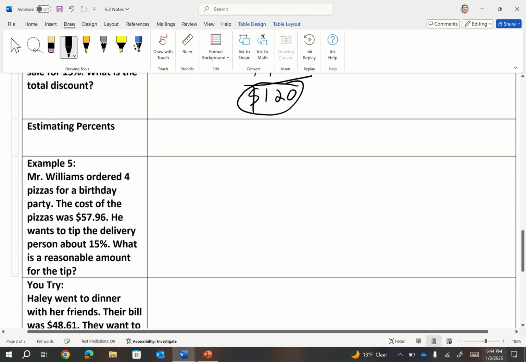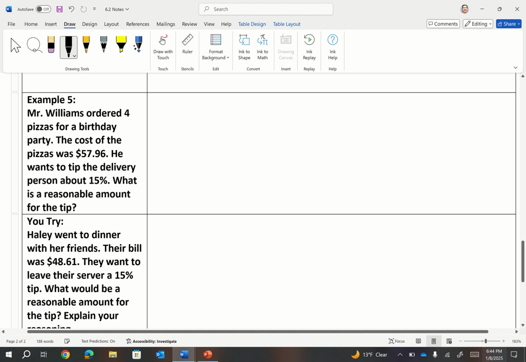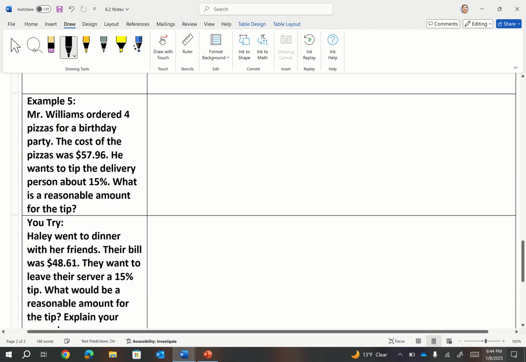All right, estimating percents. Mr. Williams ordered 4 pizzas for a birthday party. The cost of the pizzas was $57.96. He wants to tip the delivery person about 15%. What is a reasonable amount for the tip? All right, so it says to estimate, and you're probably guessing that we're going to round this to 58. Well, I'm going to actually make this real easy for us, and I'm going to round this to 60.